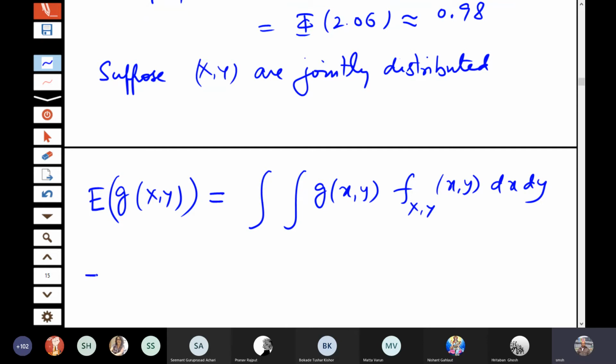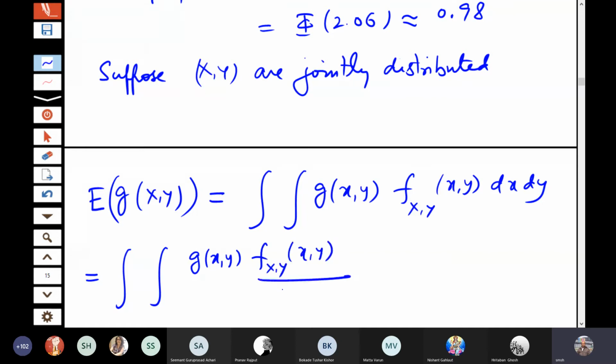We can write it like this: the integral of g(x, y) f(x, y) divided by f_Y(y) dx, into f_Y(y) dy. I have divided by f_Y(y) and multiplied by f_Y(y).